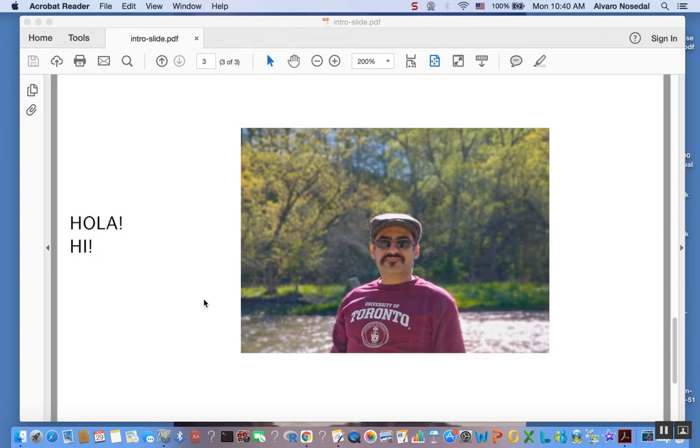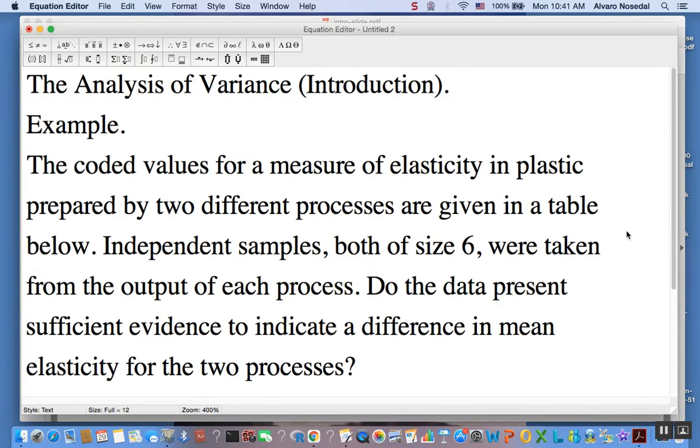Let's get to work. In this video, we will start talking about analysis of variance, also known as ANOVA. Let's begin. As you can imagine, we are going to use an example to illustrate the ideas behind this statistical procedure of analysis of variance. So here's the example I would like to discuss with you in this video.